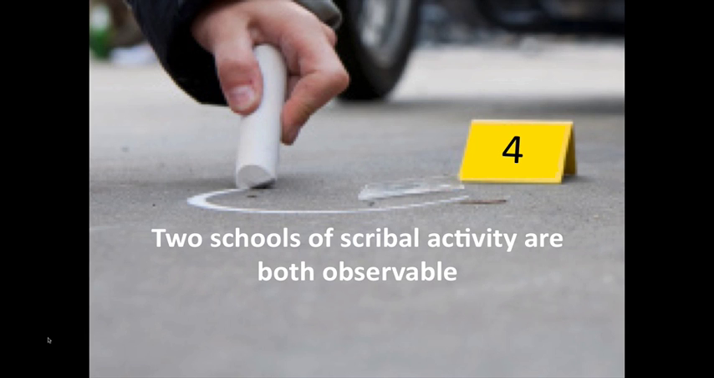In the next video I'll come to the fourth piece of data. It's quite a substantial one, so it has a whole video to itself, and it's the observation that two schools of scribal activity are observable in the way that Matthew and Luke behave. So how can we find a way of allowing them to behave consistently?